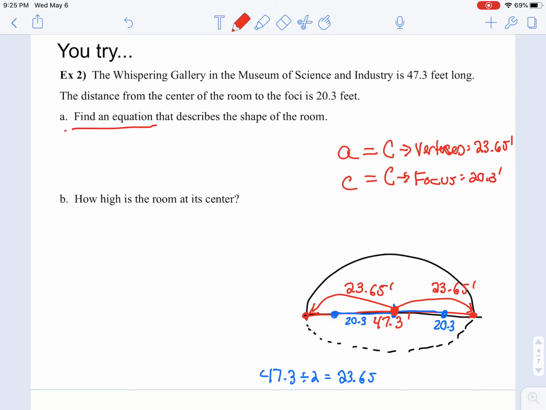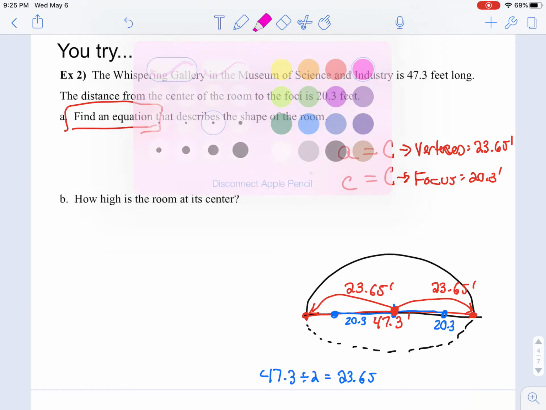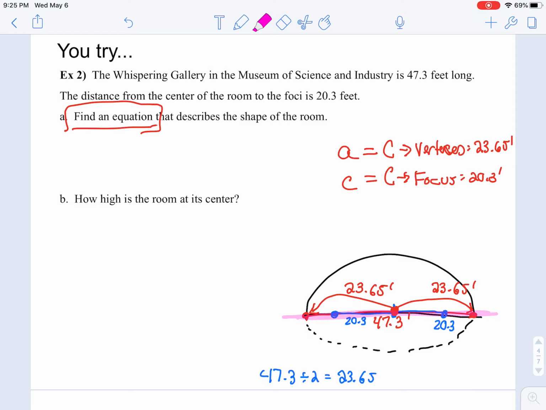First thing here is that I want to write an equation that describes the shape of the room. So my first step is to actually write the equation of this ellipse. Now, because this ellipse is going horizontally, and we can tell that it's horizontal because the major axis, which is the one that contains the vertices and the focal points, is horizontal, an ellipse that is horizontal is going to be in the form of x squared over a squared plus y squared over b squared equals 1. And remember, in an ellipse, the a squared is the larger number. If it's going horizontally, then that a squared needs to be under the x.